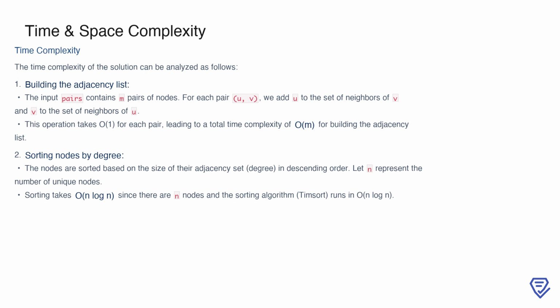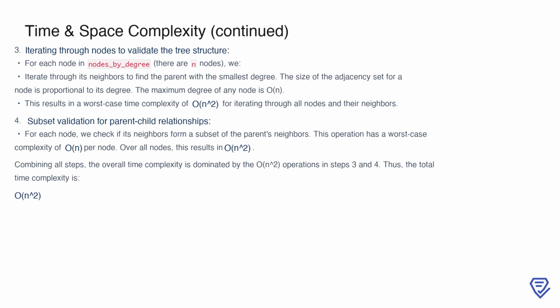Next, we sort the nodes by the size of their adjacency sets, or degrees, in descending order. With n unique nodes, the sorting step takes O(n log n), due to the time complexity of timsort, the algorithm used in Python for sorting. Together, these steps lay the foundation for the algorithm's efficiency. Now, we move to the next steps of the algorithm.